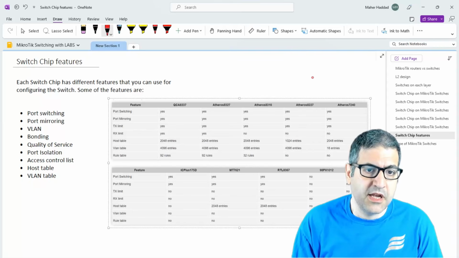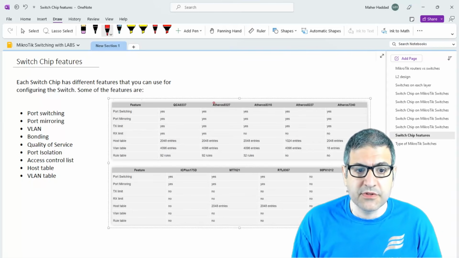First, let's say that each switch chip has different features that you can use for configuring the switch. Some of the features are port switching, port mirroring, VLAN, bonding, and so forth. We are going to speak about most of them during this course. But yeah, this is what I have put for you here.